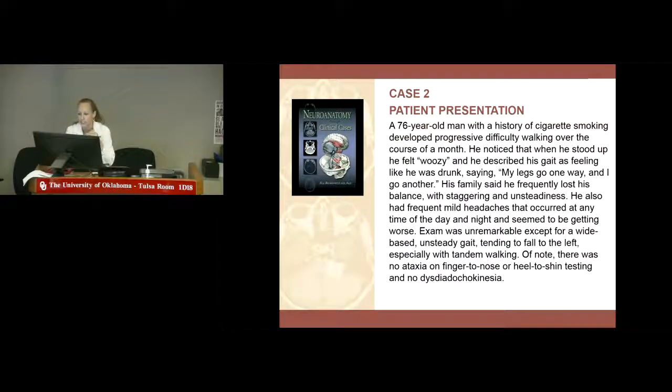His family said he frequently lost his balance with staggering and unsteadiness. He also had frequent mild headaches that occurred at any time of the day and night, but seemed to be getting worse. Exam was unremarkable except for a wide-based, unsteady gait, tending to fall to the left, especially with tandem walking. Of note, there was no ataxia on finger to nose or heel to shin testing, and no dysdiadochokinesia.